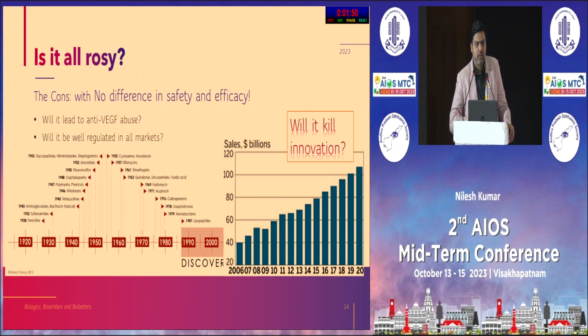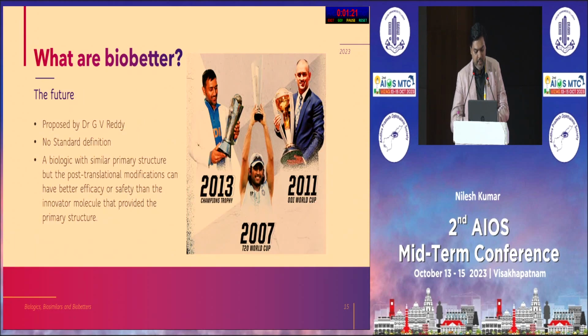So is it all rosy? It is not. It can be very scary. As we can see, as the number of generics in antibiotics increased, the innovation in antibiotics started to come down. We don't have any new antibiotic in the pipeline because all the companies now started focusing on generics and producing copies of the same antibiotic, and now we are in a crunch where there is antibiotic resistance, but we don't have anything new to offer to our patients. So this might also happen in biosimilars, but there is a way out.